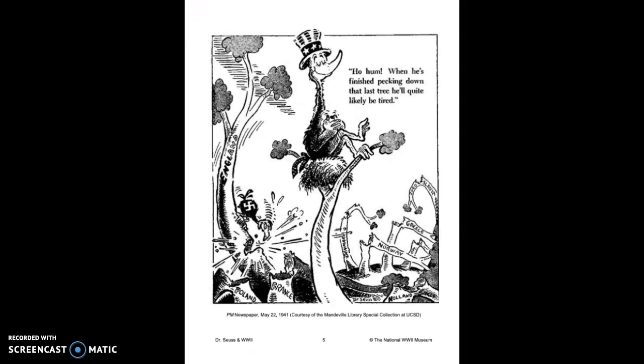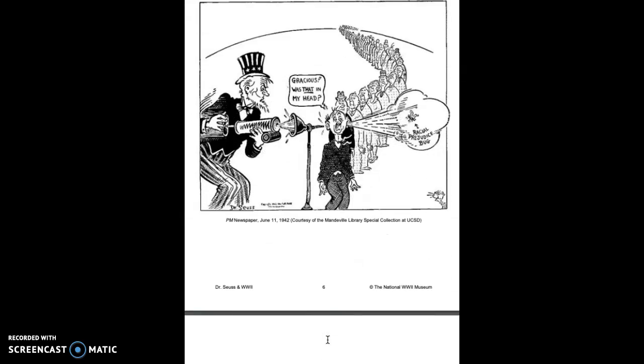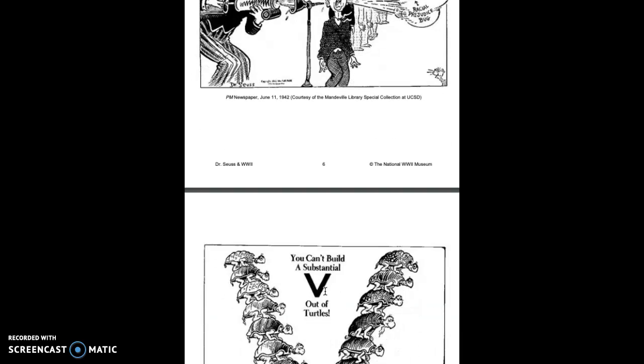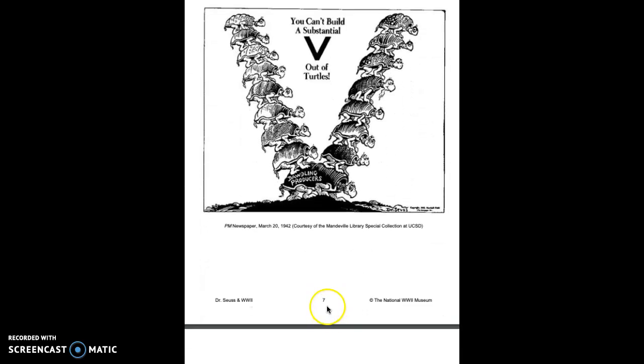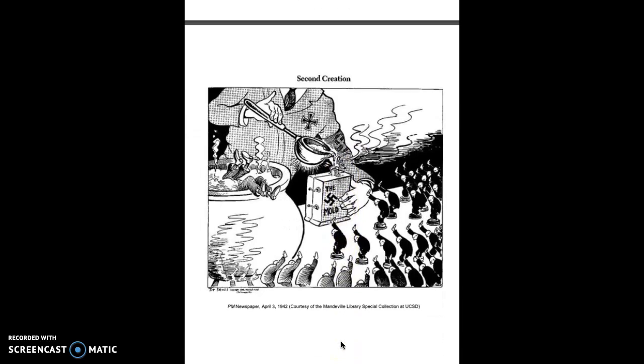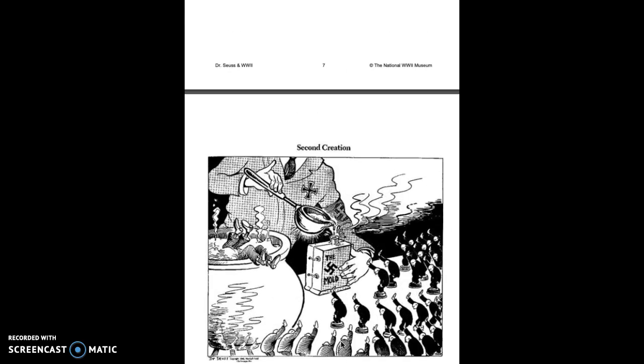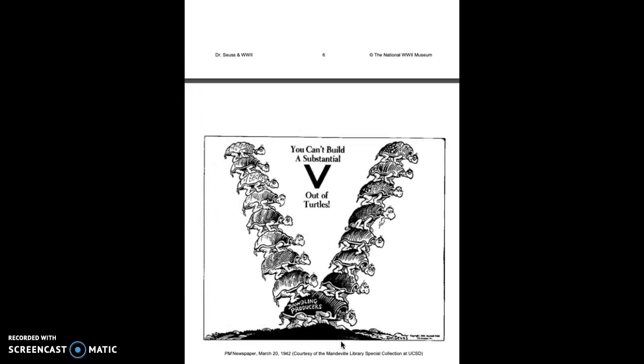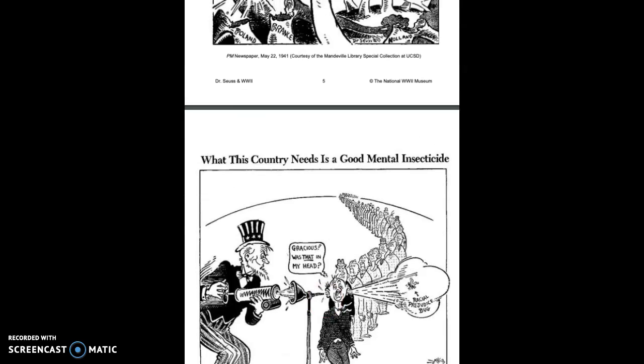The cartoons are in order, so once you open this document, you'll see down here at the bottom, here's a 5, a 6, a 7, and an 8. So you're going to pick 2 out of these 4, and you are going to analyze it and answer the questions.